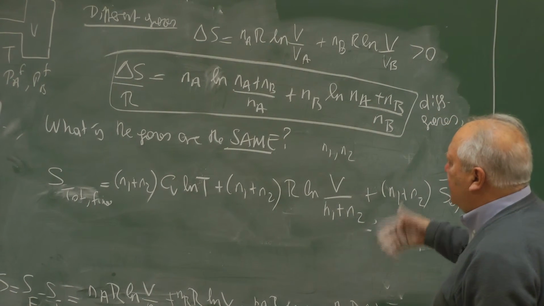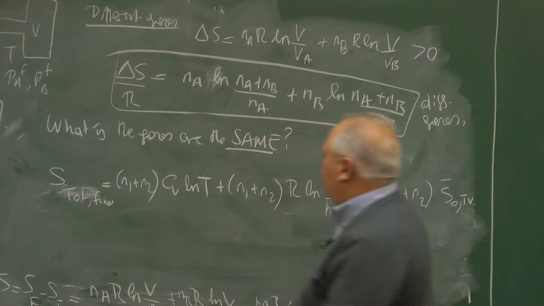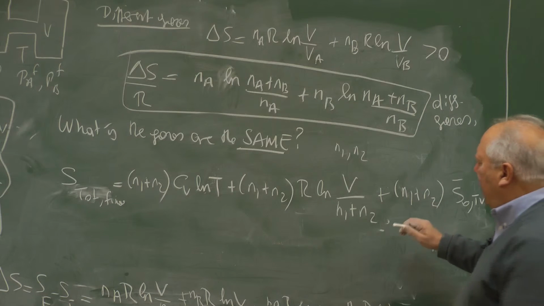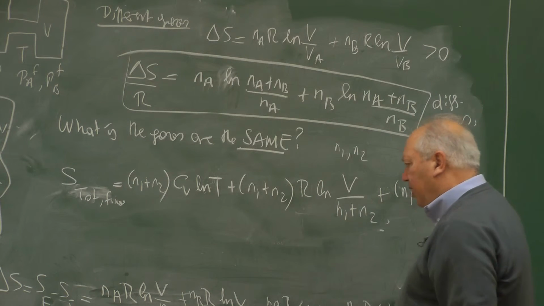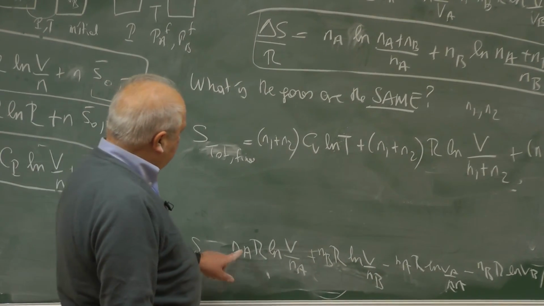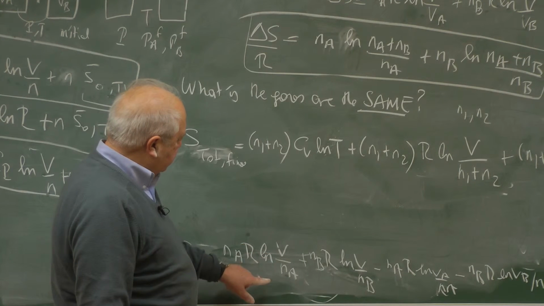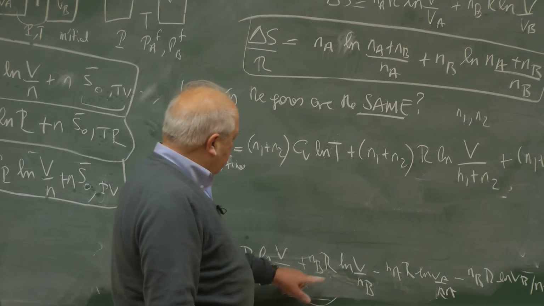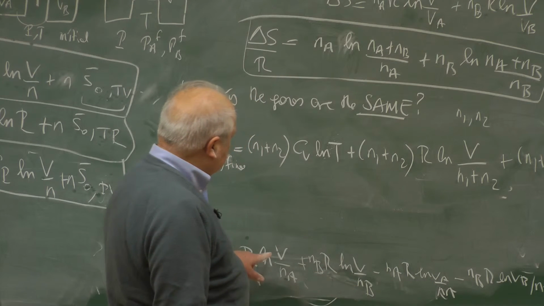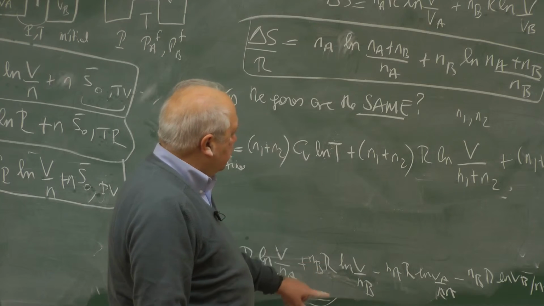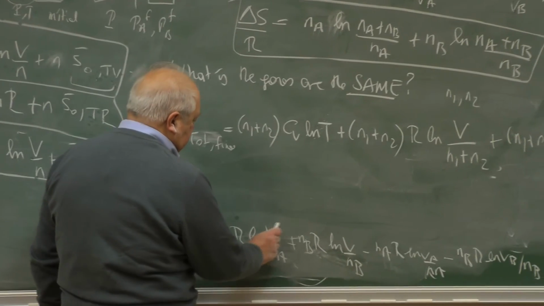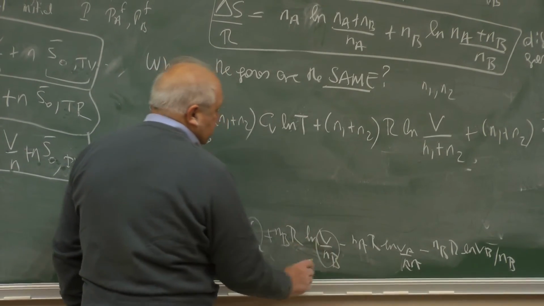So when we subtract from the initial, this part will go away, this part will go away, and we have to use this one. Remember, in the previous case, we had N1 log V over N1, and we had log V over N2 for the final entropy. But we don't have V over N1 and V over N2 anymore. We have V over N1 plus N2. So please compare these versus this one.